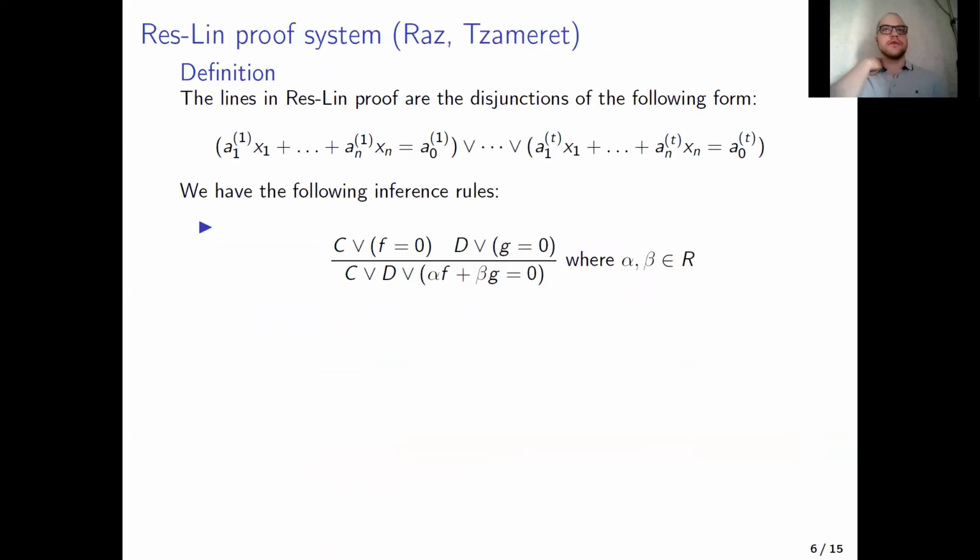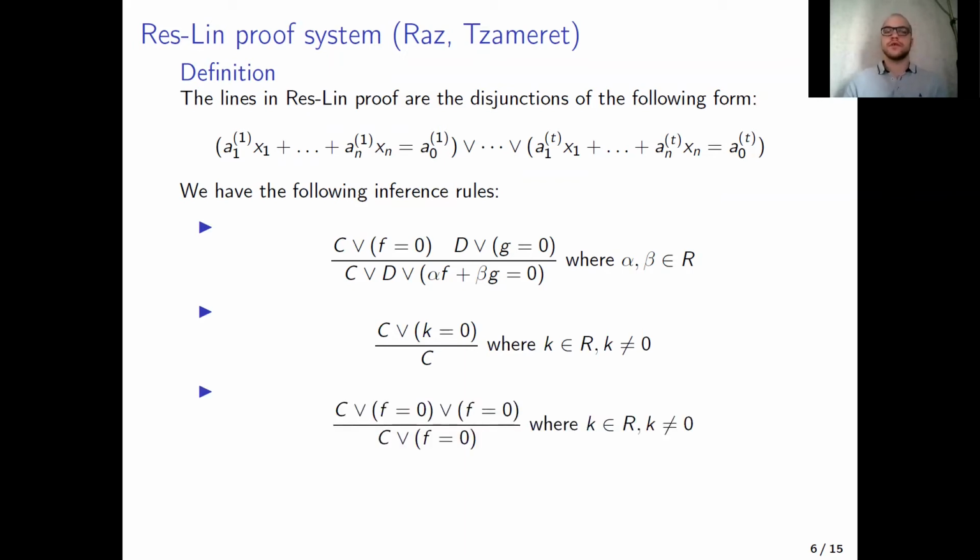Also, we are going to consider the extension of the resolution proof system called the Res-Lin proof system. Res-Lin is a resolution proof system which works with disjunctions of linear equations and has the following inference rules. The first rule is the resolution rule, which was modified in order to work with linear equations. The second rule is just a simplification rule.